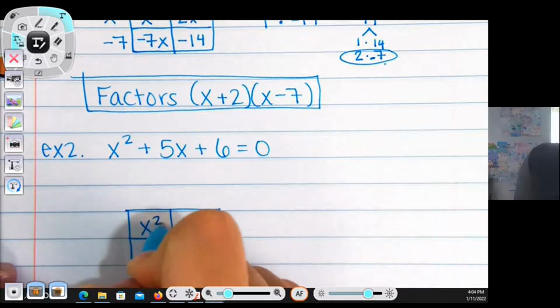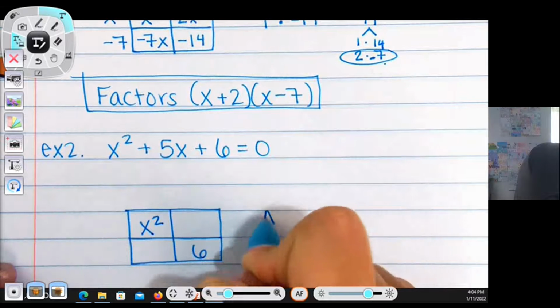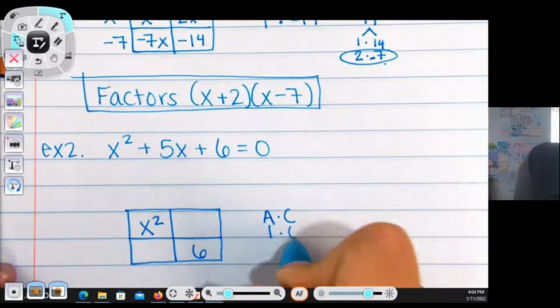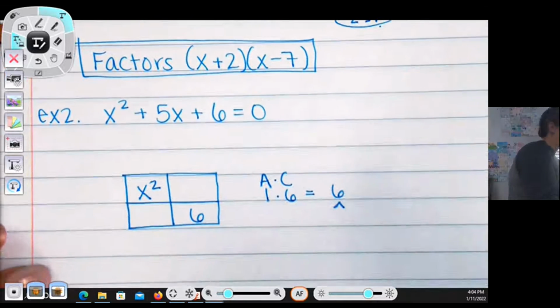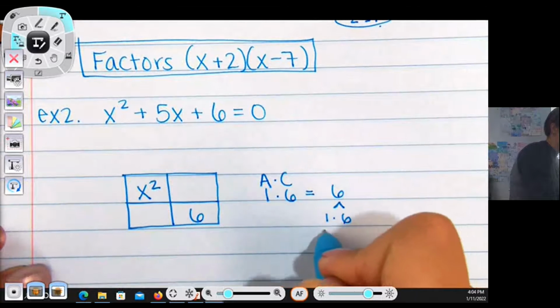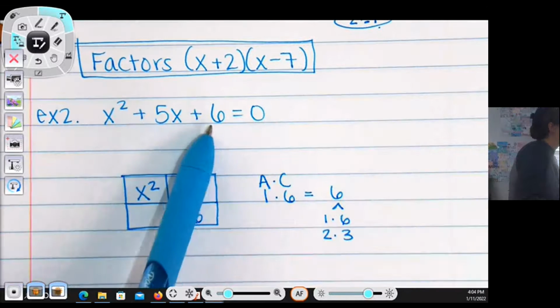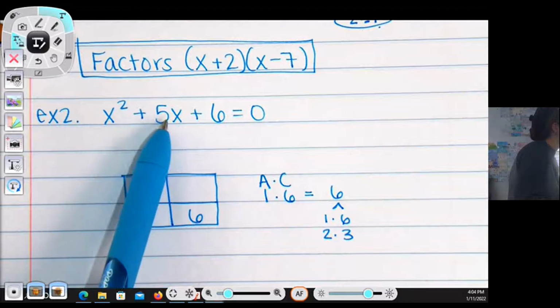So I'm going to put x squared here. I'm going to put 6 here. A times c. A is 1, c is 6. 1 times 6 makes 6. The multiples of 6, you only have two options: 1 times 6 and 2 times 3. They need to multiply to make 6, but add to make 5.